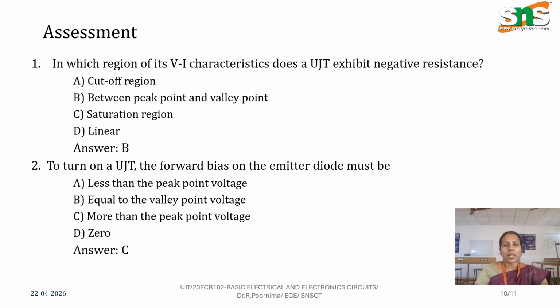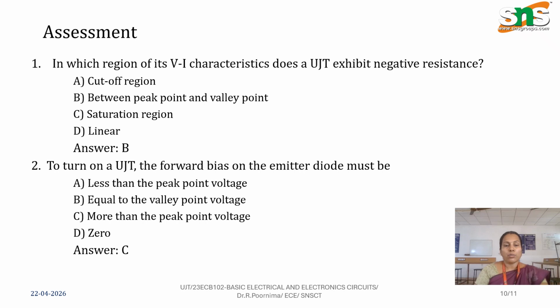So let's take the assessment questions. In which region of its VI characteristics does UJT exhibit negative resistance? Options: cutoff region, between peak point and valley point, saturation region, and linear region. The answer is B. Between the peak point and valley point, the UJT exhibits the negative resistance.